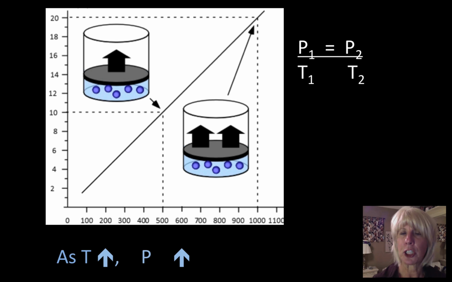The last relationship is Gay-Lussac's law, the relationship between pressure and temperature. As pressure increases, temperature increases, and vice versa. In this graph, the temperature is on the bottom in Kelvin and the pressure is on the vertical axis in atmospheres. Notice that when I double the temperature from 500 to 1000 Kelvin, I double the pressure from 10 atmospheres to 20 atmospheres. P1 over T1 is equal to P2 over T2. That's Gay-Lussac's law. And remember, temperature must be in Kelvin.